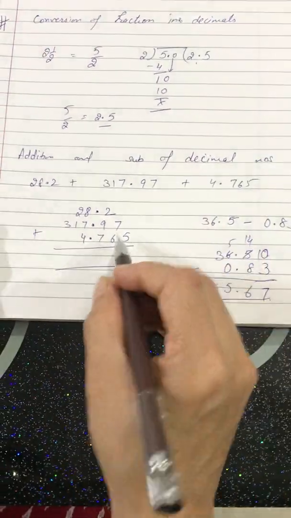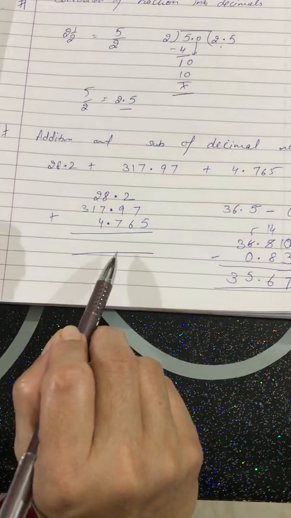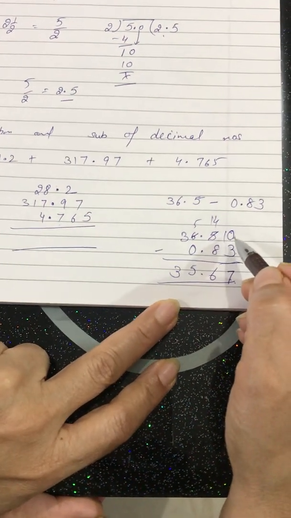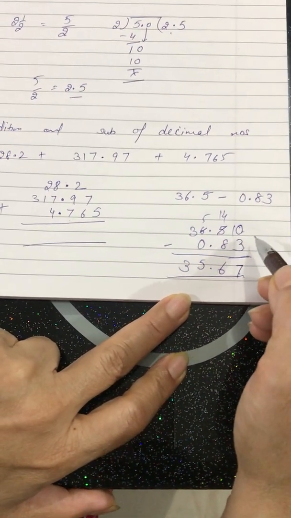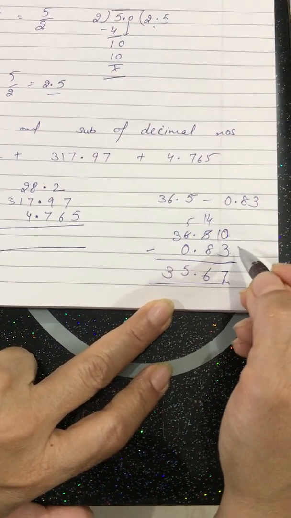In the addition sum, if you don't write the zeros at the empty places, there will not be any harm, but in the subtraction sum, it is necessary to write the 0 on the empty places, where there is no digit at the hundredths place or the thousandths place.